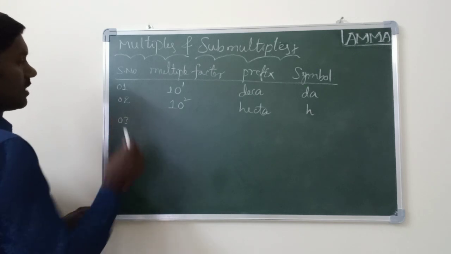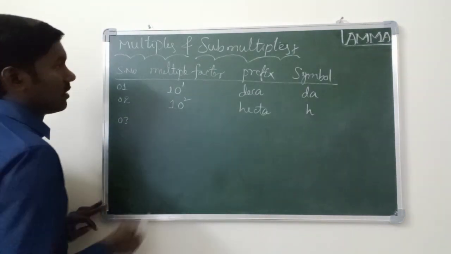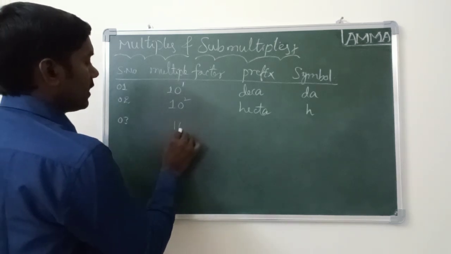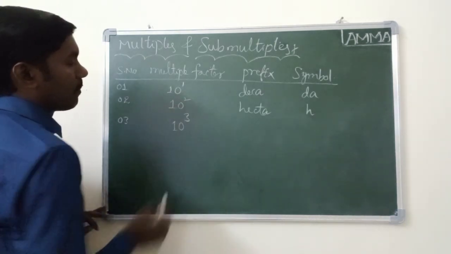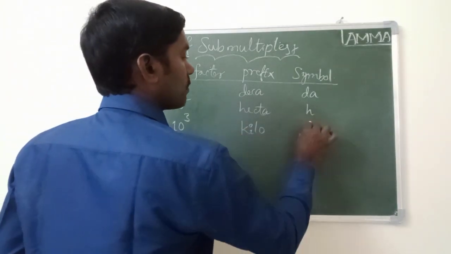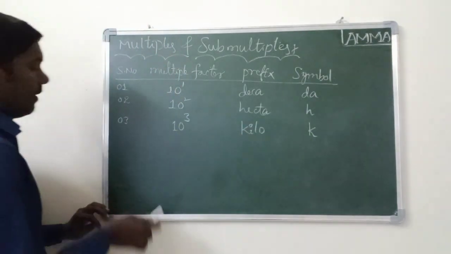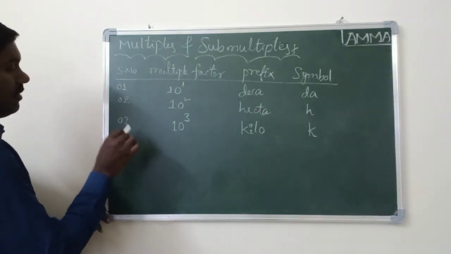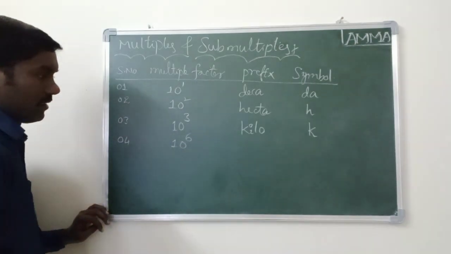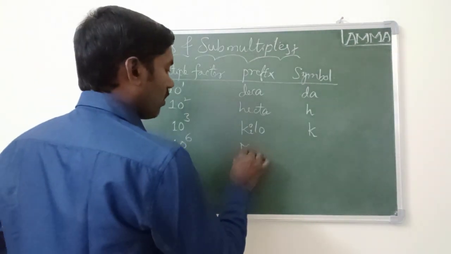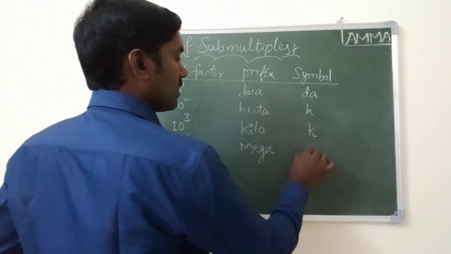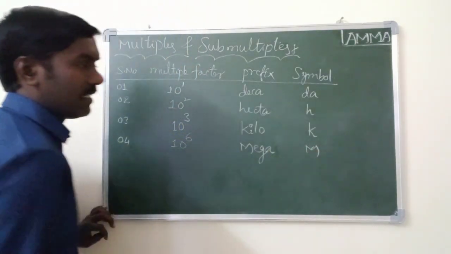The third multiple factor is 10 cube, 10 power 3. We call it kilo, which is represented by capital K. And the fourth one is 10 power 6. We call it mega, which is represented by capital M.